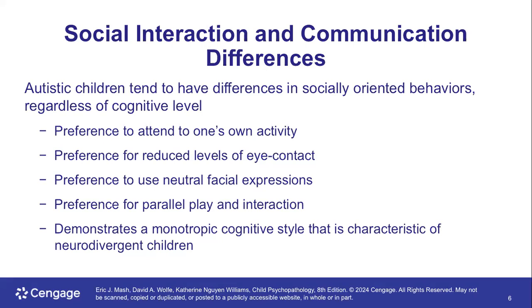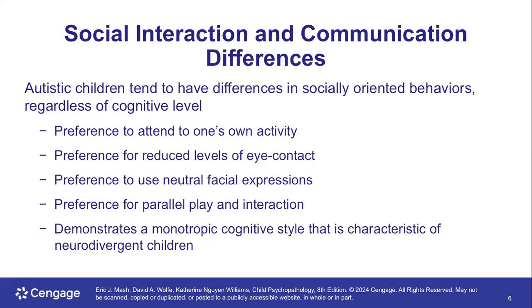So, we see that if there is a choice between joint attention and focusing on something together, or doing one's own thing, autistic children tend to prefer their own activity. We also see reduced levels of eye contact, which is part of the rules of social communication. We also see a preference towards neutral facial expressions, and preference for parallel play.